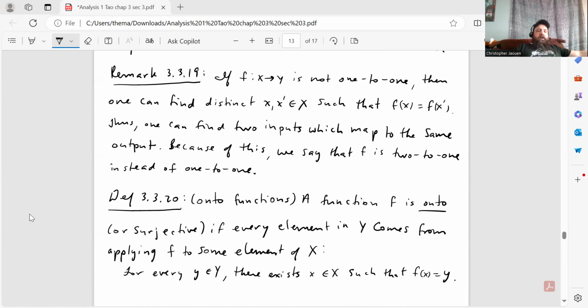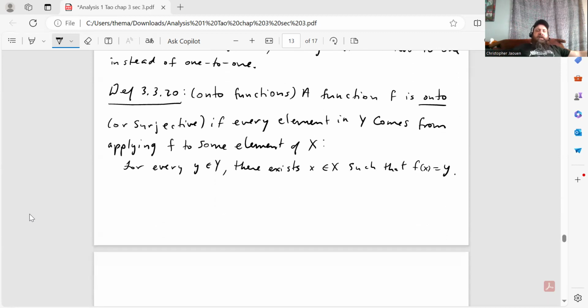All right, remark 3.3.19. If f from X to Y is not one-to-one, then one can find distinct x prime and x such that f of x equals f of x prime. Thus, one can find two inputs which map to the same output. Because of this, we say that f is 2-to-1 rather than 1-to-1. Just some terminology.